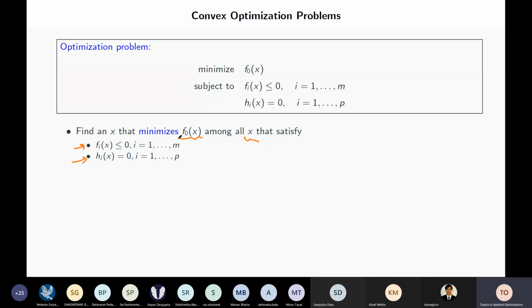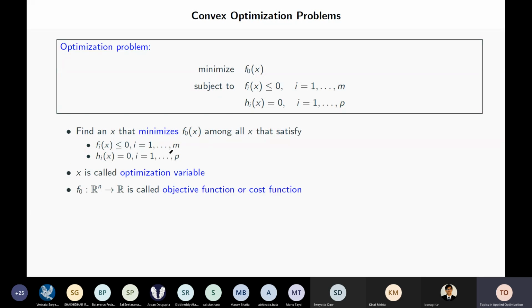Okay, so this is the optimization problem. Now x is called the optimization variable here. These are the things you have to memorize, because we will be using this language in future.